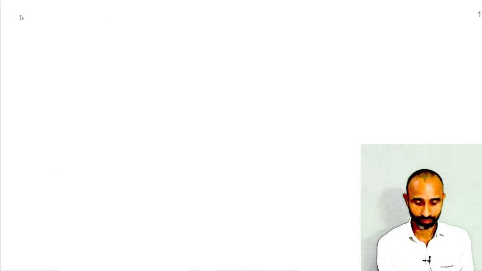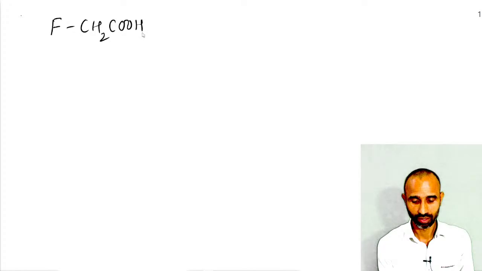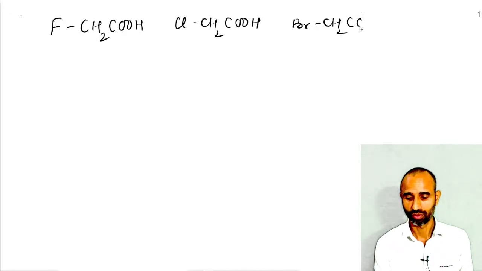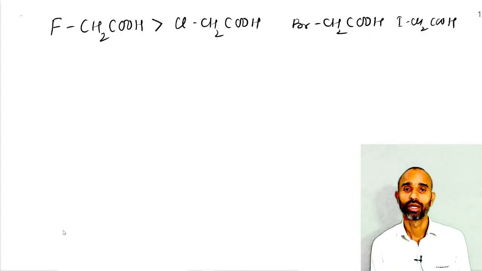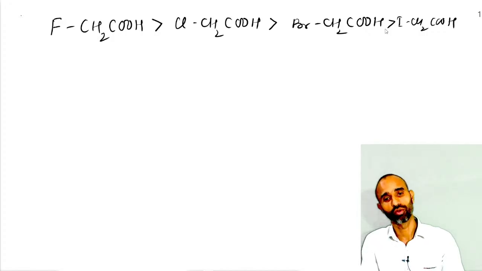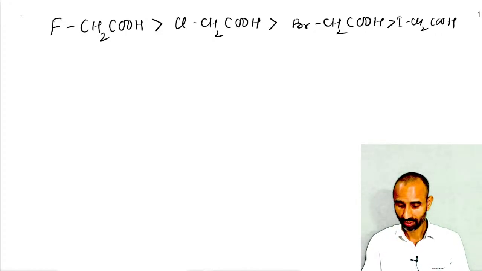Then let us say fluoroacetic acid, chloroacetic acid, bromo, iodo. So you know fluoro has more minus I effect than chloro, than bromo, than iodo. So fluoroacetic acid is more acidic than chloroacetic acid, then bromoacetic acid, and then iodoacetic acid.